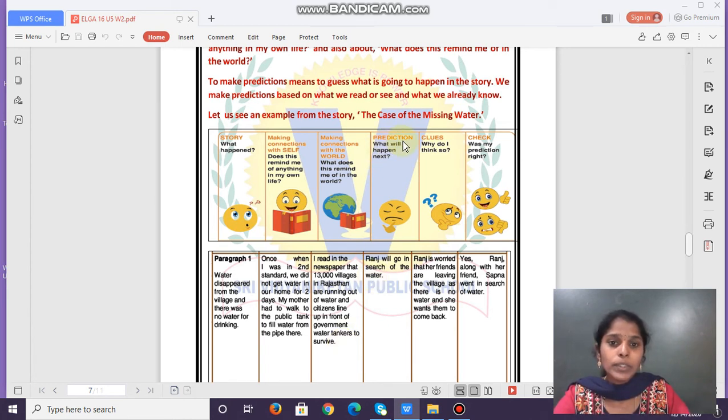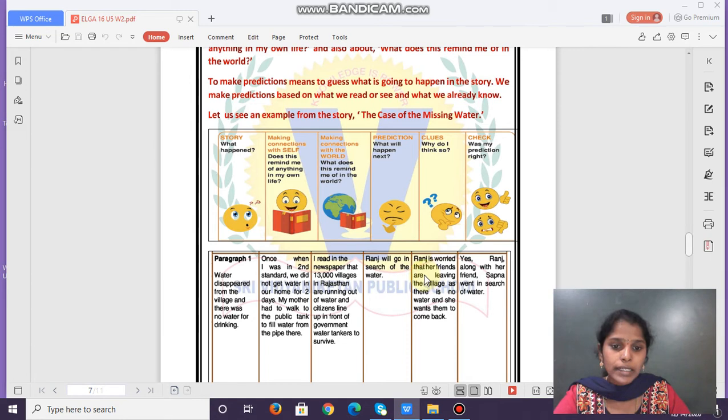Next, we are going to make a prediction. Prediction is nothing but guessing what is going to happen in the story. What will happen next? Rajan will go in search of water. Where is she going? Rajan is searching for water. Next, what is the clue? Why do I think so?